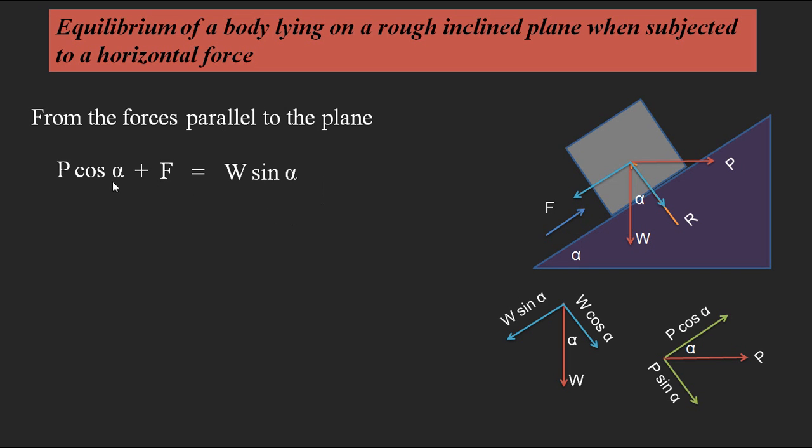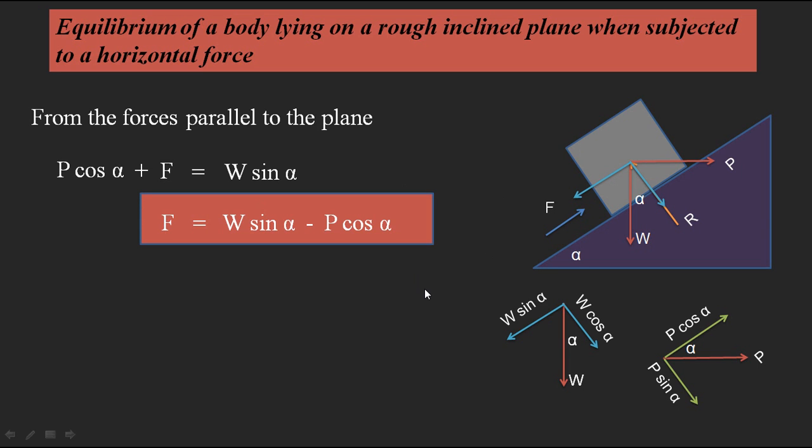or the positive components are equal to the negative components. So we can write P cos alpha plus F is equal to W sin alpha, because it is acting in the opposite direction. From this equation, F is equal to W sin alpha minus P cos alpha. So remember this equation. Next we go for the forces acting perpendicular to the plane.